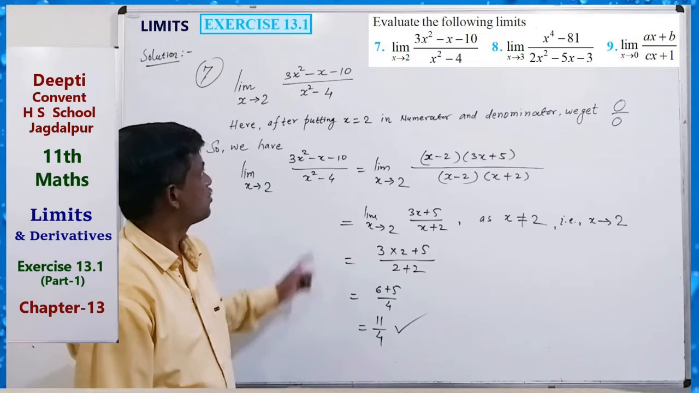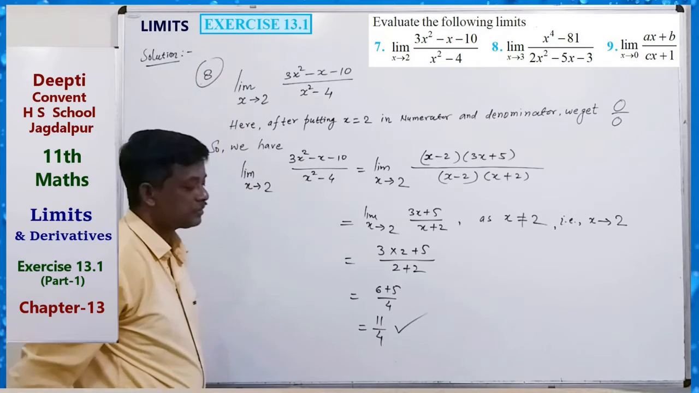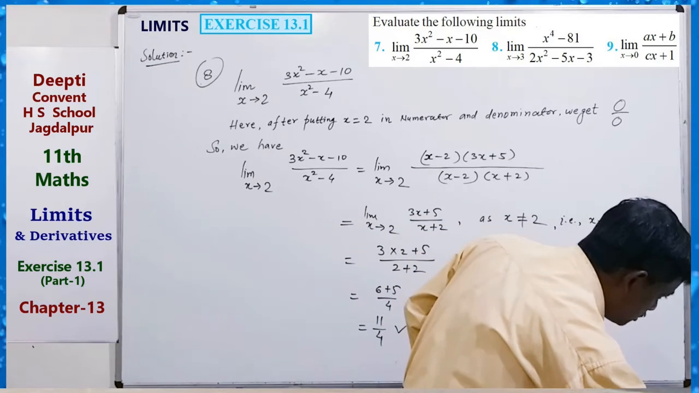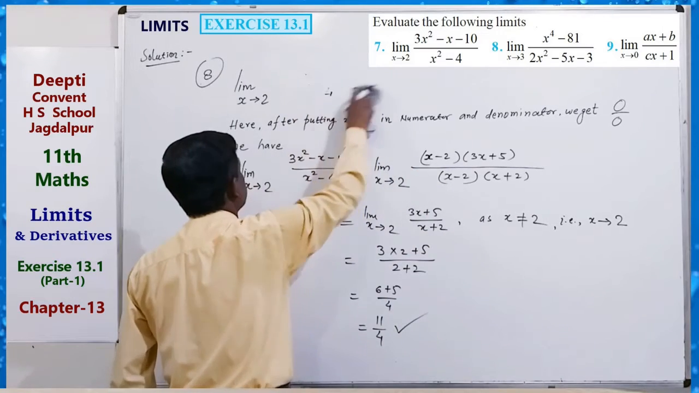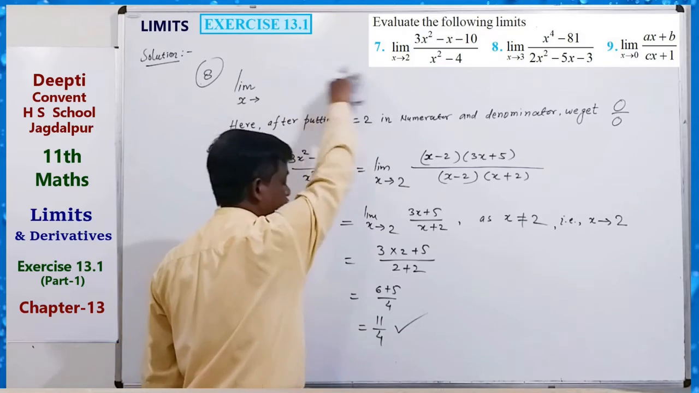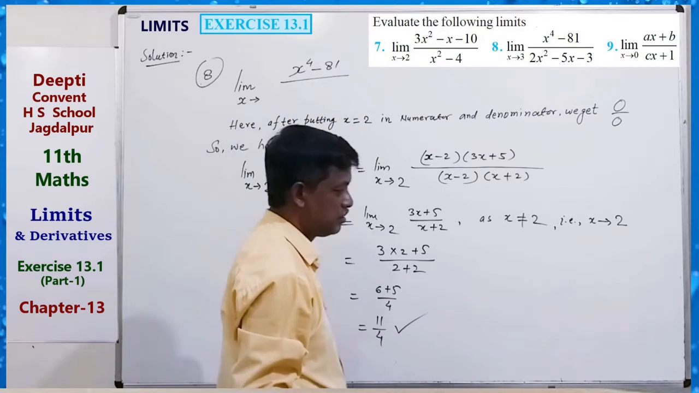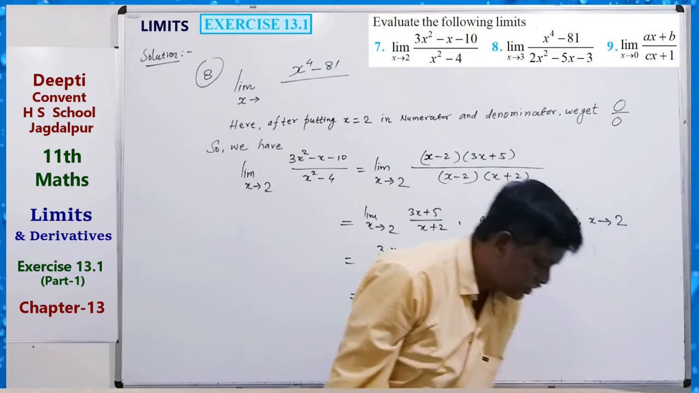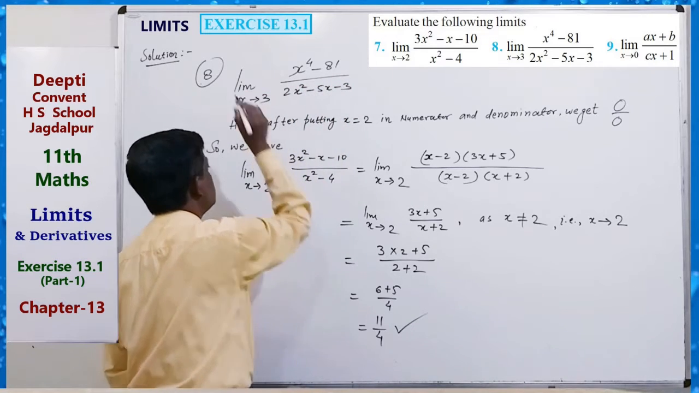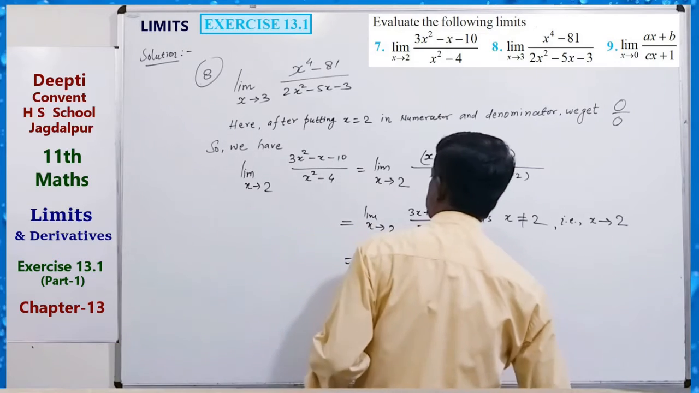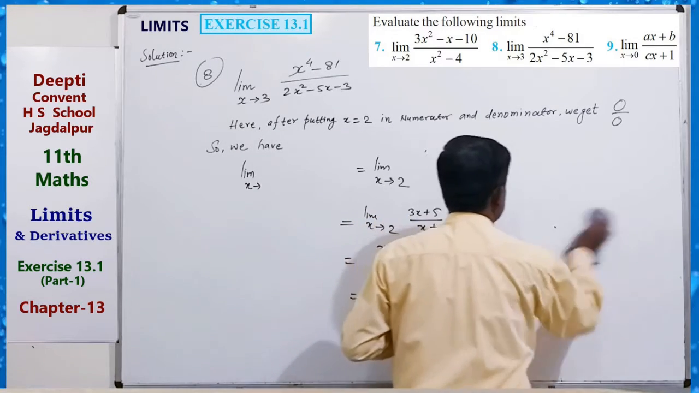Okay, so this is the procedure for finding limit. Now take question 8. One by one we can see the solution. x power 4 minus 81 upon 2x square minus 5x minus 3, with x tending to 3. Clear? The same type of procedure you adopt here.